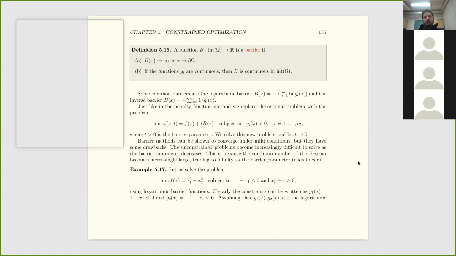The problem is that when the barrier parameter decreases, we will have problems with the Hessian, and we'll see this. The condition number of the Hessian becomes problematic there. That is because the second derivative of this barrier with respect to this t parameter will become horrid, more and more horrid, so to speak.